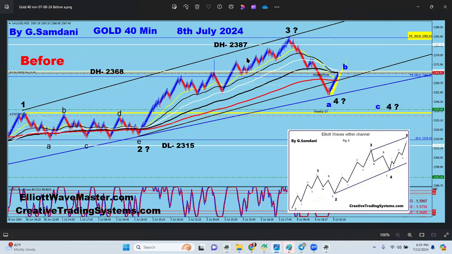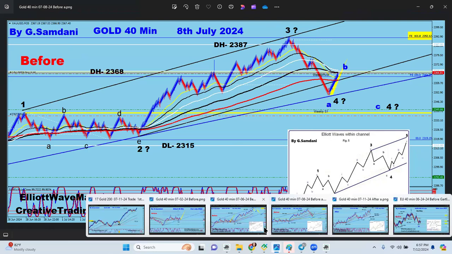This is wave 3, this is wave 4, this is wave 3, this is going to be wave 4, A, B, C, A, B, C, right? Wave 1, wave 2, wave 1, wave 2, 3, 4, and then 5 will go to the upside. So when 5 started to go, this is what happened.